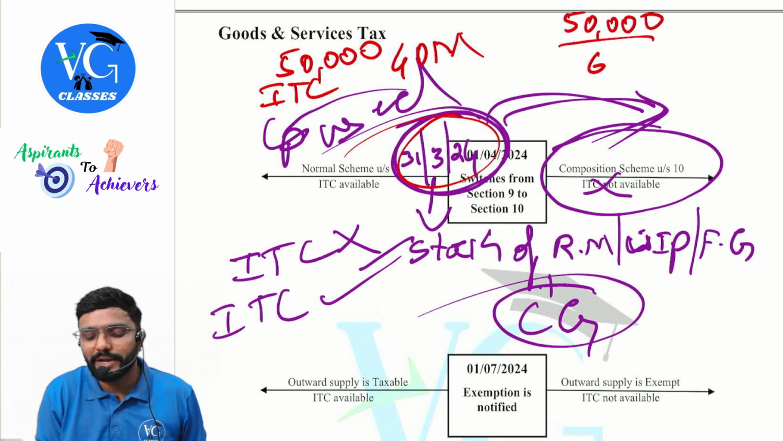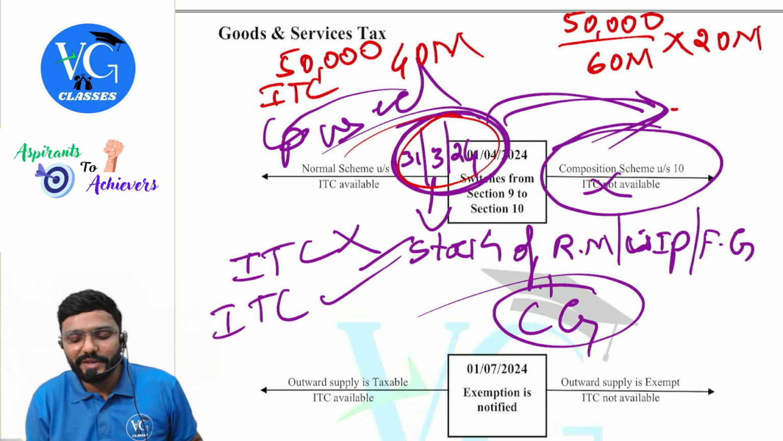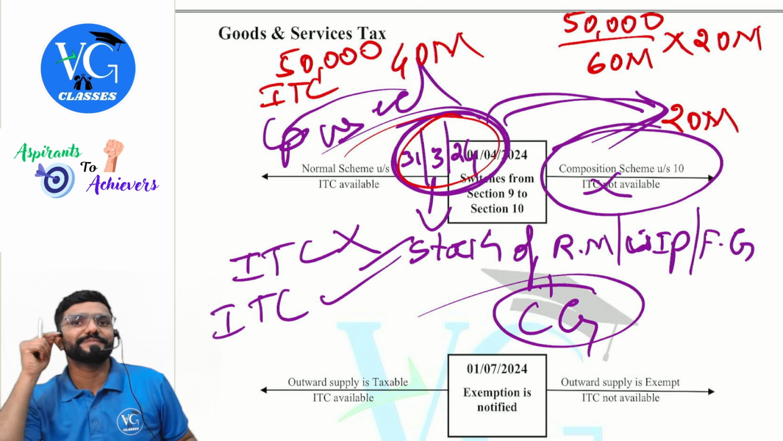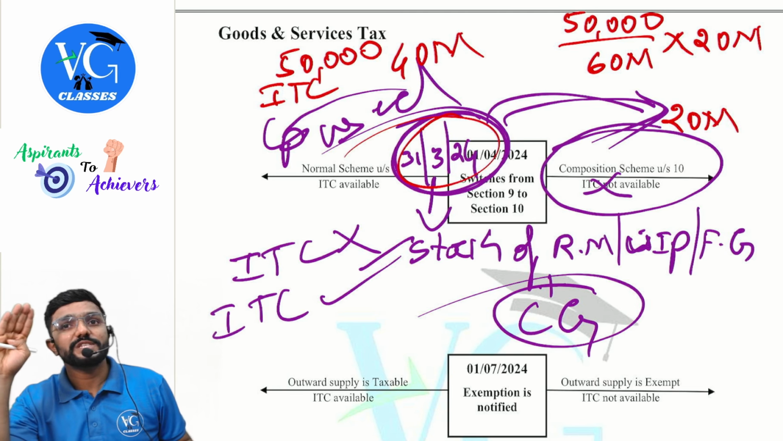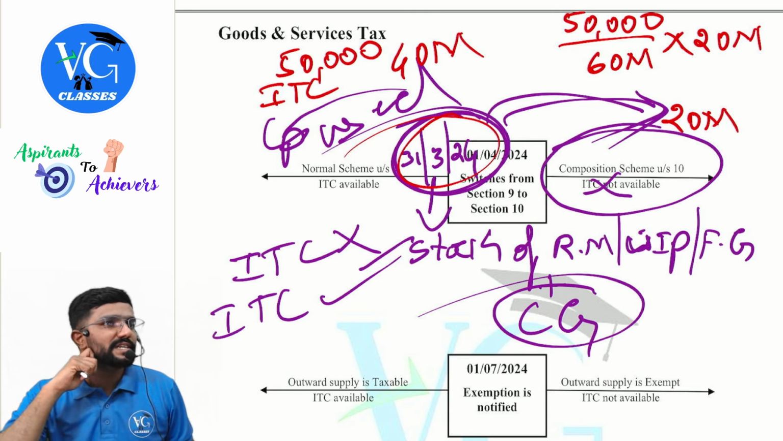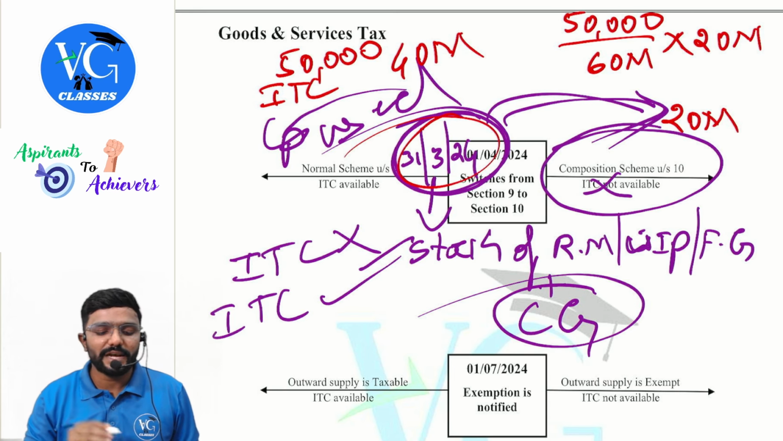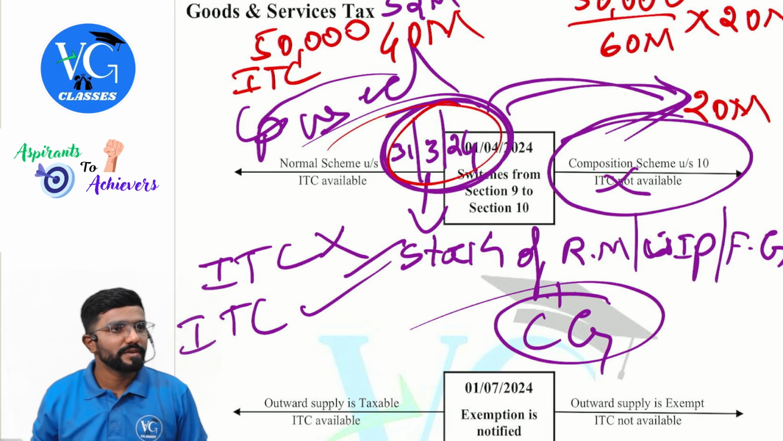15,000 divided by total life of 60 months. How much should I reduce? 20 months. Reverse. Why? Because the remaining 20 months is considered to be used here. So what I have to reverse is the part falling on the section 10 side.